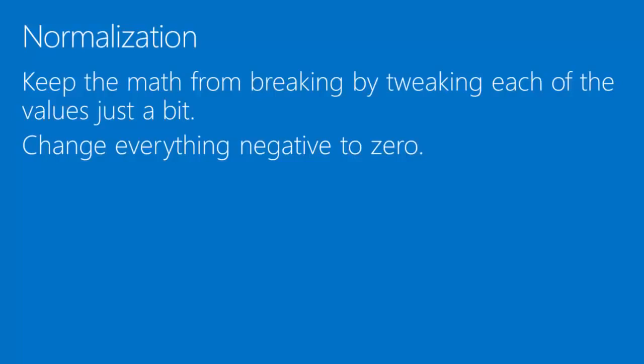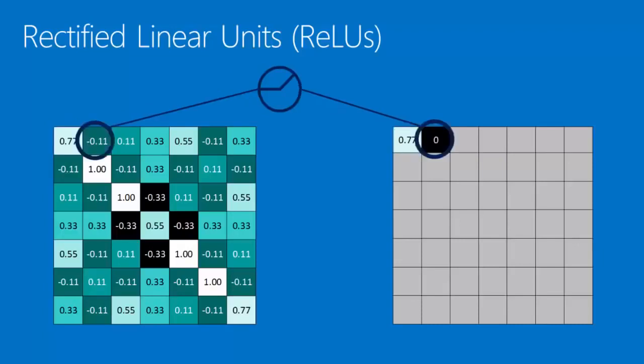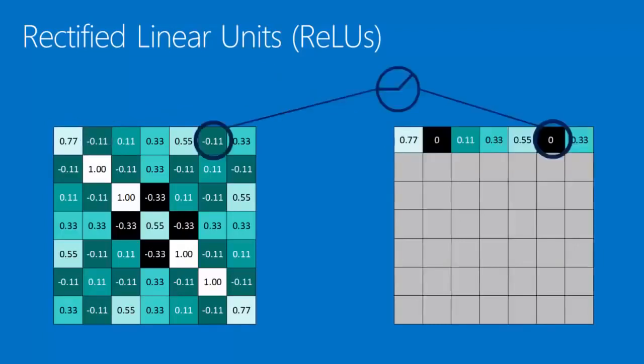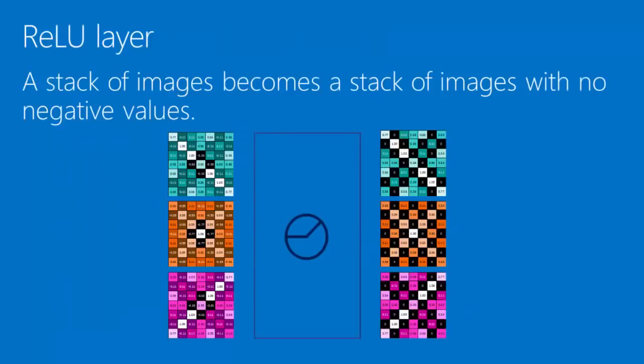All you do here is everywhere in your image that there is a negative value, change it to zero. So for instance, if we're looking back at our filtered image, we have these what are called rectified linear units. That's the little computational unit that does this. But all it does is step through everywhere there's a negative value and change it to zero. Another negative value, change it to zero. By the time you're done, you have a very similar looking image, except there are no negative values. They're just zeros. And we do this with all of our images, and this becomes another type of layer. So in a rectified linear unit layer, a stack of images becomes a stack of images with no negative values.